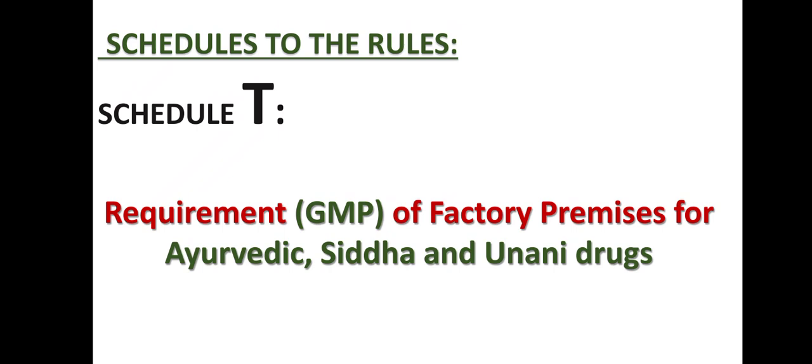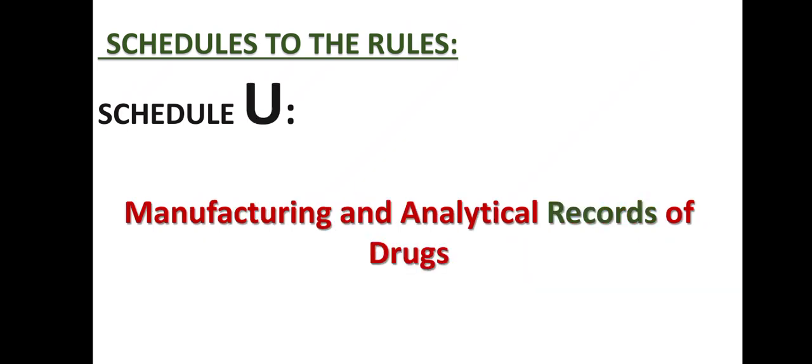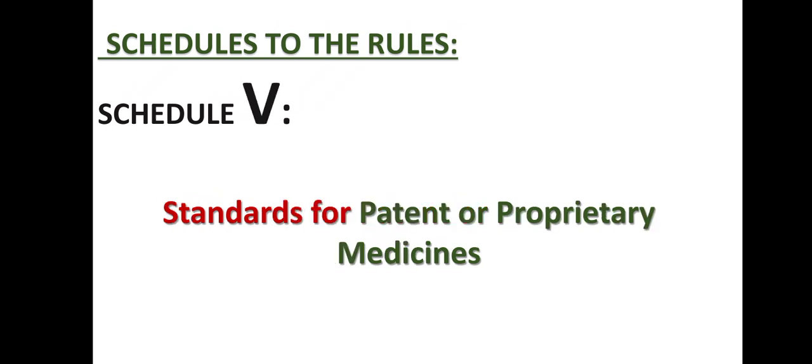Schedule T shows the requirements, that is good manufacturing practices, of factory premises for Ayurvedic, Siddha and Unani systems of drugs. Schedule U deals with manufacturing and analytical records of drugs. Schedule U1 deals with manufacturing and analytical records of cosmetics.